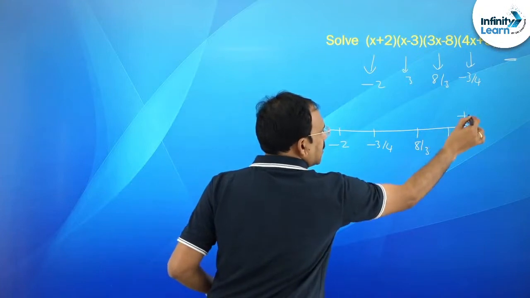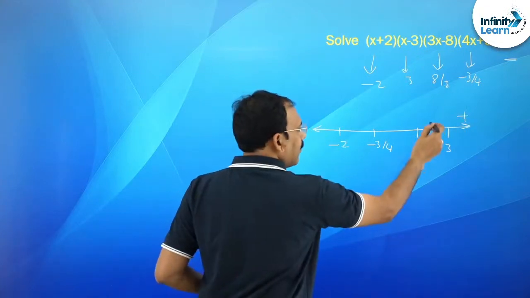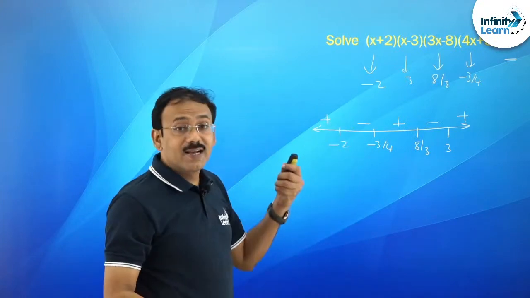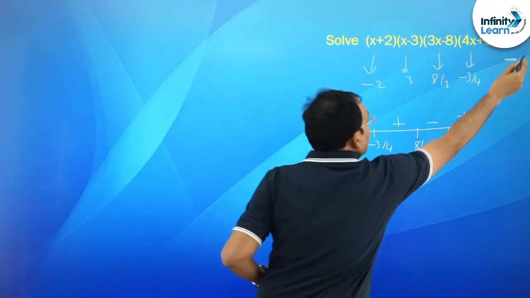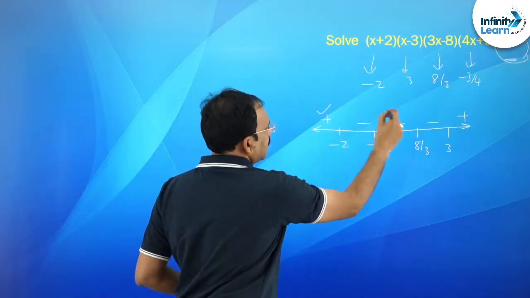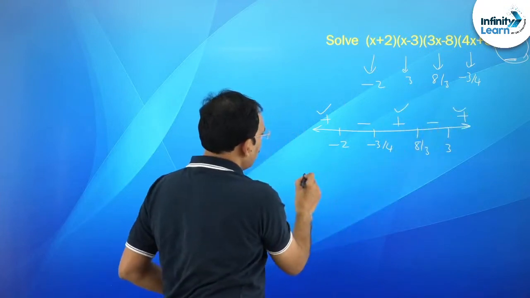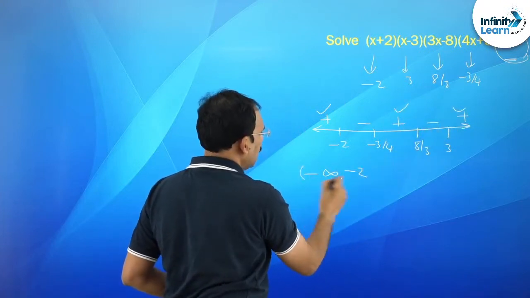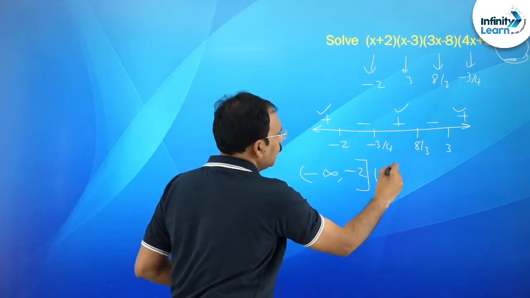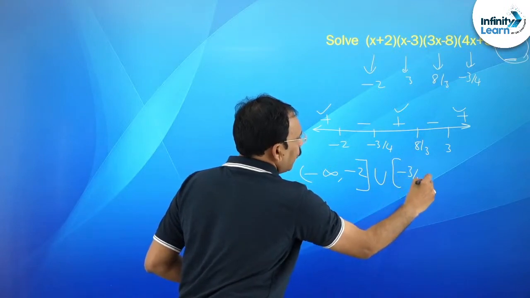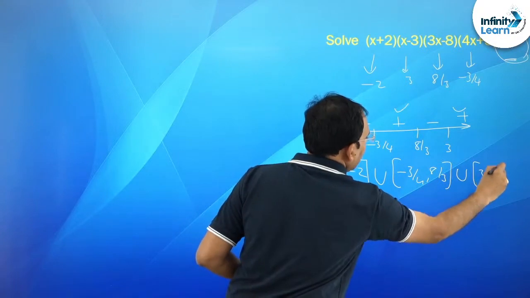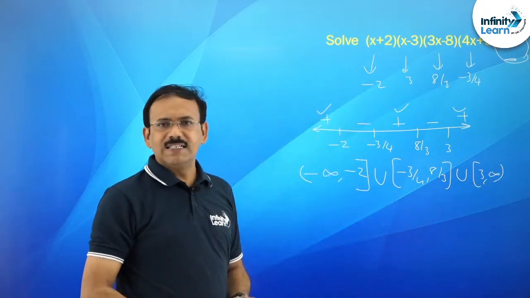Extreme right side is positive, then alternate plus, minus. Minus, plus, minus, plus, right, done. I want greater than or equal to 0. That means positive ones I want, that is positive means this, this, this. So minus infinity to minus 2, shall I close or open? I want equal to 0 also, closed, union, minus 3 by 4 to 8 by 3, union, closed 3 to infinity. That is all. Very simple.